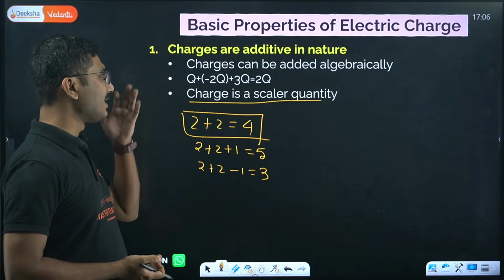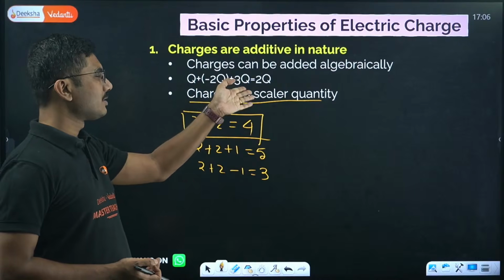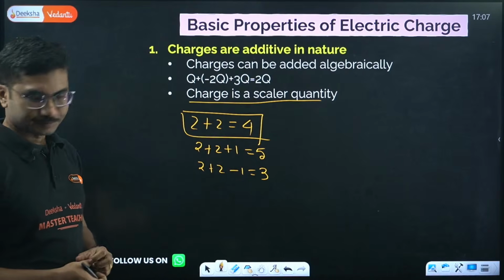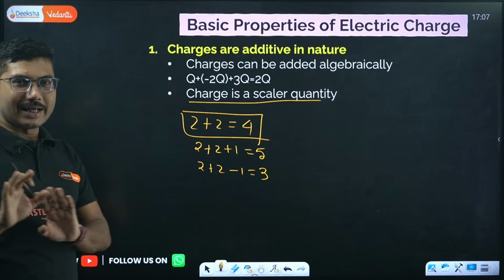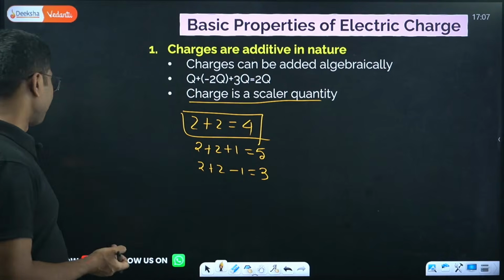So one example is given here. Q minus 2Q plus 3Q is actually equal to 2Q, right? Charges are basically like algebraic quantities. You can simply add them.